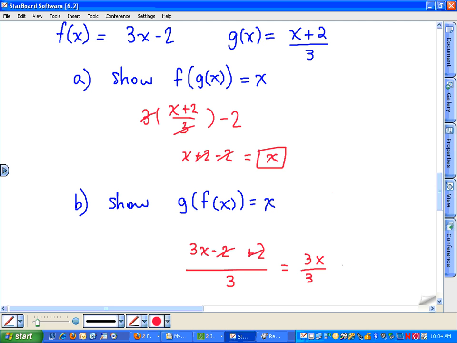So what does this equal? X. So we checked both cases. They both equal x. What does that mean about these two functions? They're inverses. That's how you show. So that's how you do number 9 and 10.